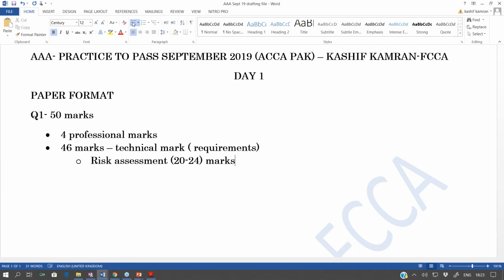Because the first question is formulated at the stage of planning. So it's a planning question, right? So being a planning question, the examiner spends a lot of time on risk assessment. Then what else does the examiner ask you? In the very first question, there is a tendency that the examiner even asks you procedures on certain areas.